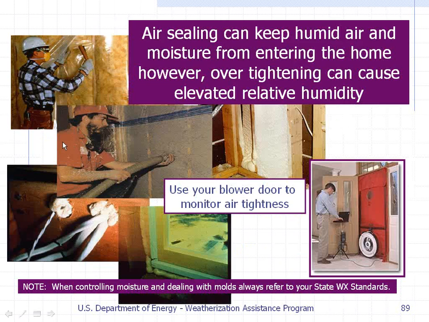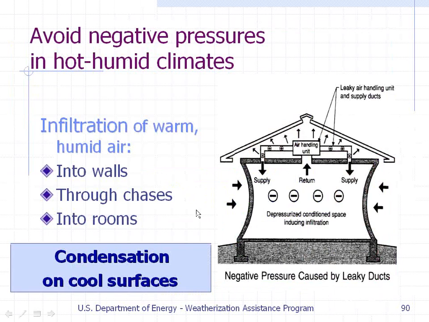Now, air sealing can keep humid air and moisture from entering the home. However, over-tightening can cause elevated relative humidity. Use your blower door to monitor air tightness. Avoid negative pressures in hot, humid climates. Here's an illustration of a leaky air handling unit and supply vents. Negative pressure can be caused by leaky ducts where there's infiltration coming into the home. Infiltration of warm, humid air can come into the walls, through chases, and into rooms, and condensation forms on cool surfaces.